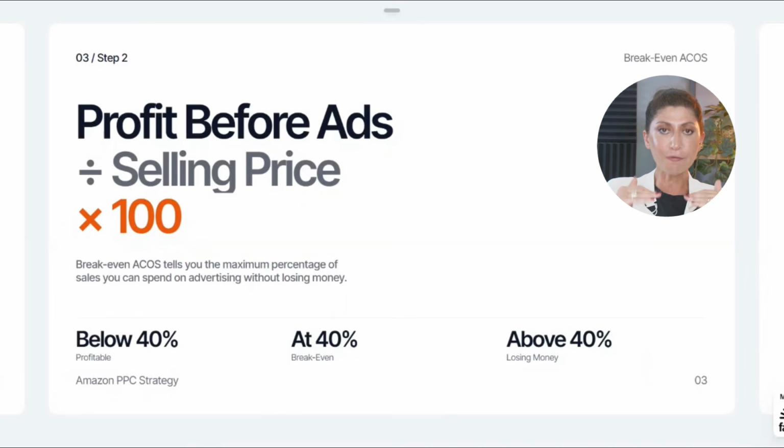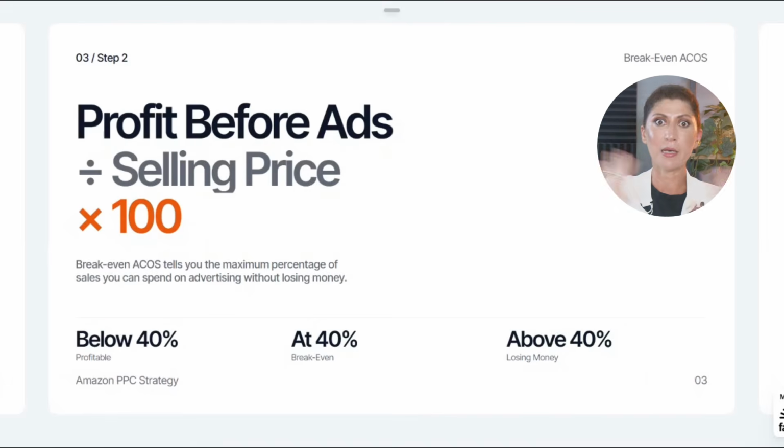So if your ACOS for your ads is below 40%, then guess what? You're making money. If your ACOS is at 40%, then you're breaking even. At least you're not losing money. You're not making money yet. And if your ACOS is above 40%, then you're losing money.